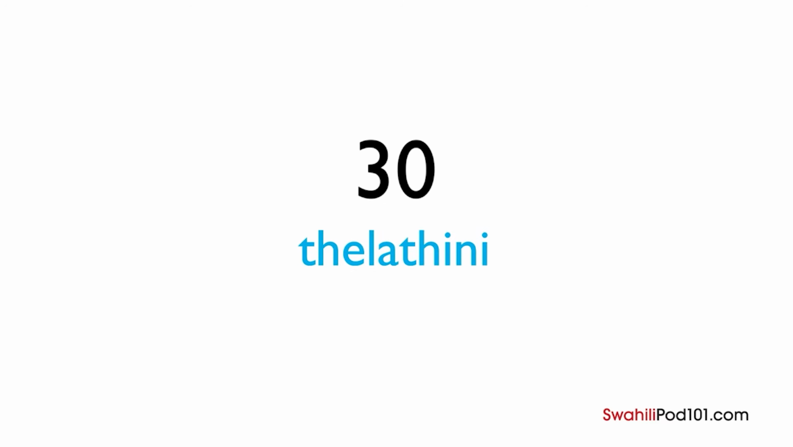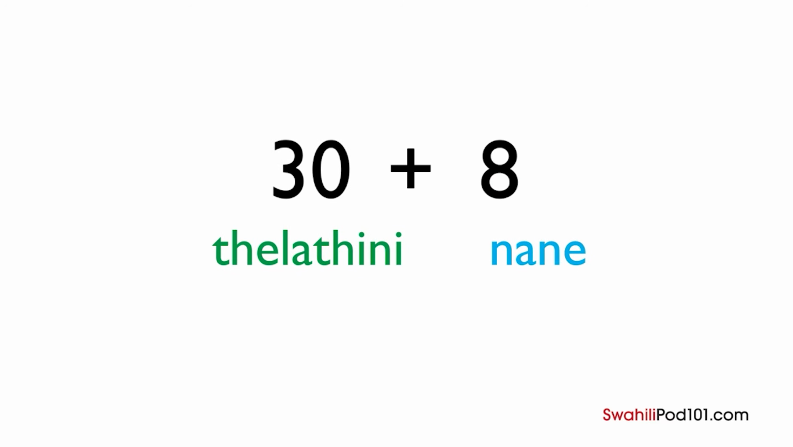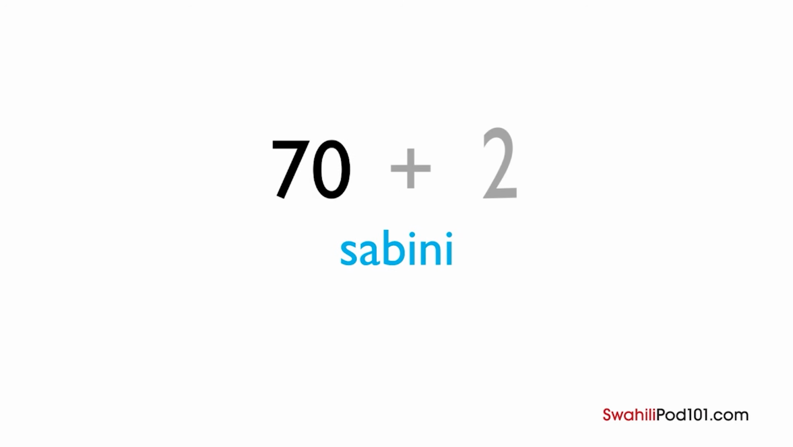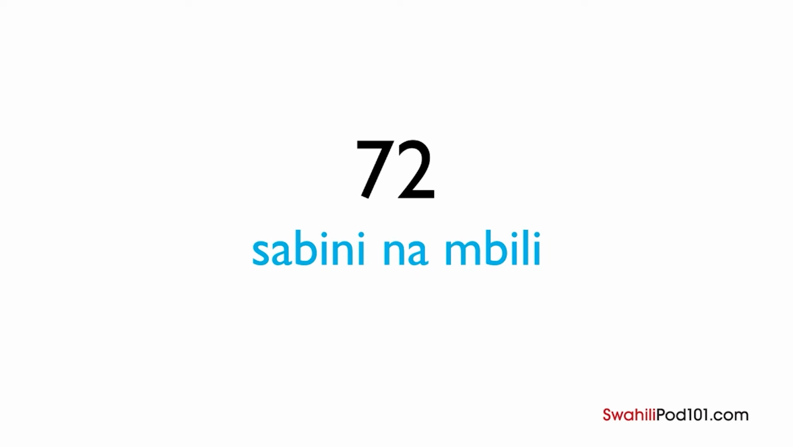The last thing to learn in this lesson is how to form compound numbers above 20. This is also super easy. Take the tens and simply add the numbers you learned in the first lesson. Let's try it out. How would you say 38 in Swahili? Let's take it step by step. 30 is thelathini, and then add 8, nane. In between thelathini and nane is the conjunction na, meaning and, to join them. Thelathini na nane. It's as simple as that. Let's try another one, like 72. First, take 70, sabini, and then add 2, mbili, to get sabini na mbili.